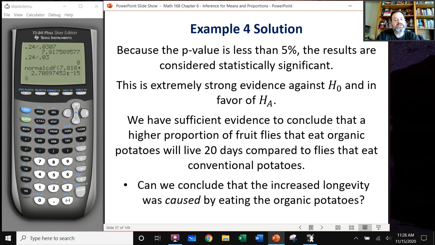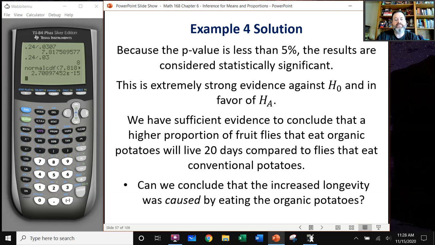We have sufficient evidence to conclude that a higher proportion of fruit flies that eat organic potatoes will live 20 days compared to flies that eat conventional potatoes. You have to say something like that. So you have to say statistically significant. You have to say p-value is less than 5% or p-value not less than 5%. You have to express all these, and then if you're given the story going on behind the numbers, like you are here, you have to express your answer in English insofar as that's possible.